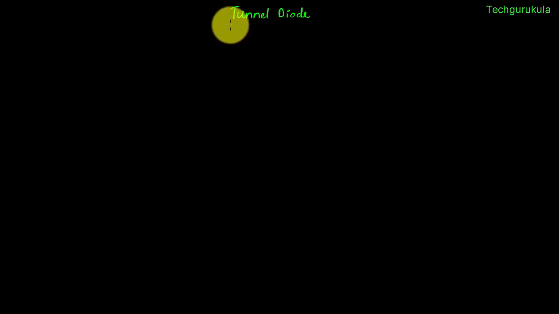In this video, we're going to see the tunnel diode, which is also known as the Esaki diode, named after its inventor Leo Esaki, who invented it in 1957. This diode works on a phenomenon called tunneling. That's why it is called a tunnel diode as well.